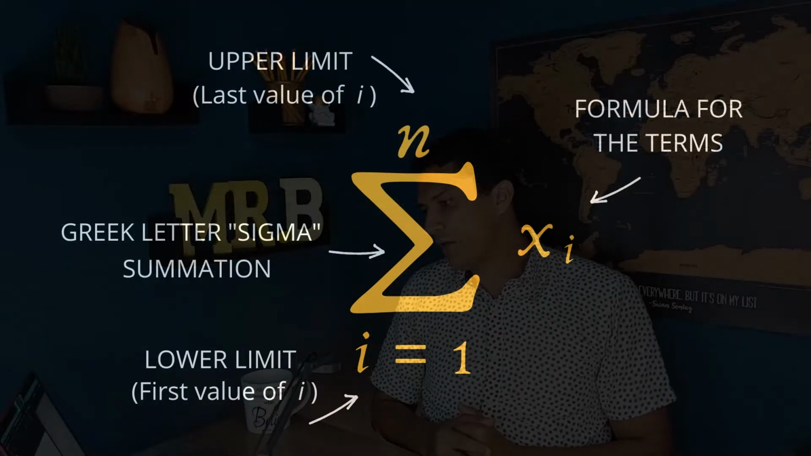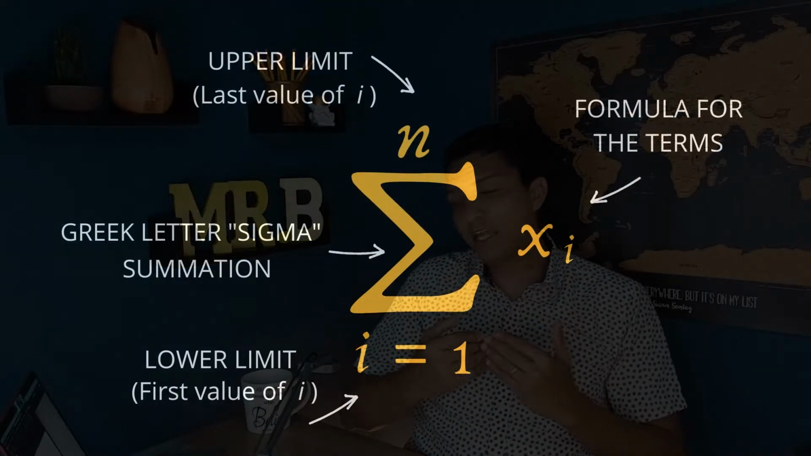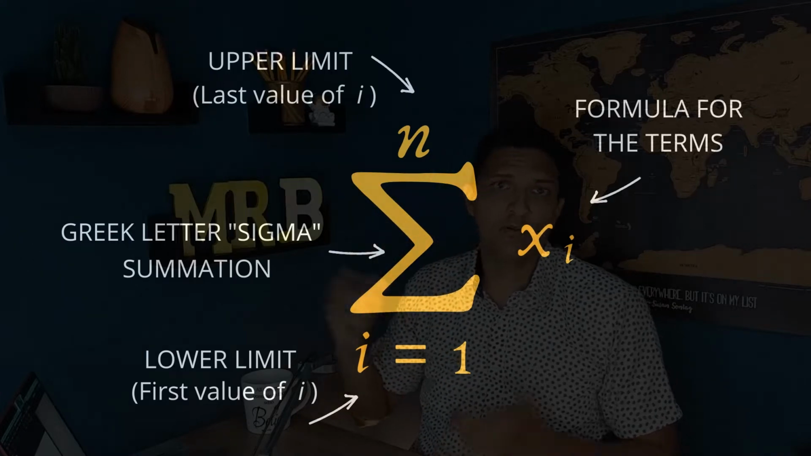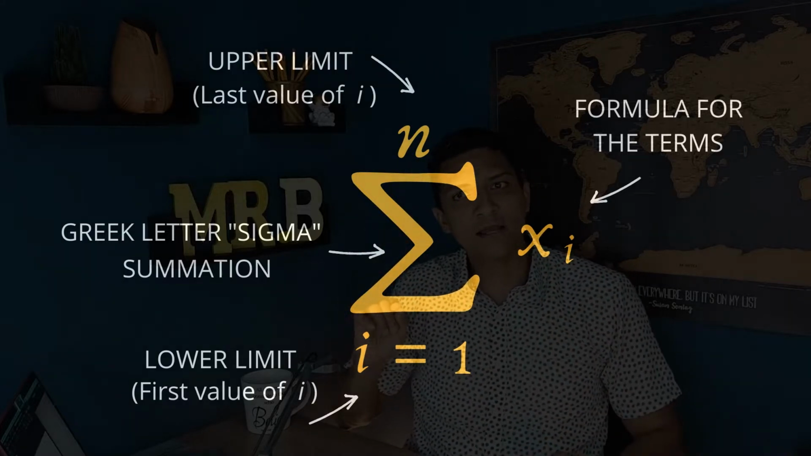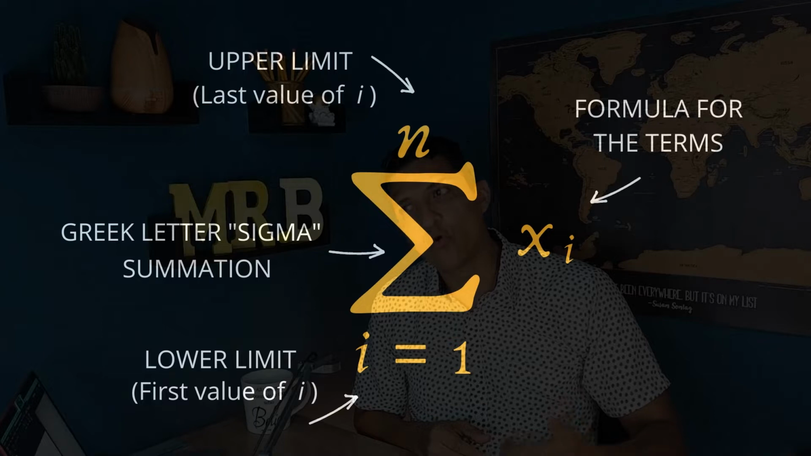The first thing that we need to do when we are talking about the sigma notation is to understand how to interpret it. The very first thing that we have to do is understand what each of these elements mean. We have the sigma notation on the screen. The first thing is the sigma symbol. It is called like that because it's a Greek letter called sigma, and the letter sigma in math means summation or the sum.